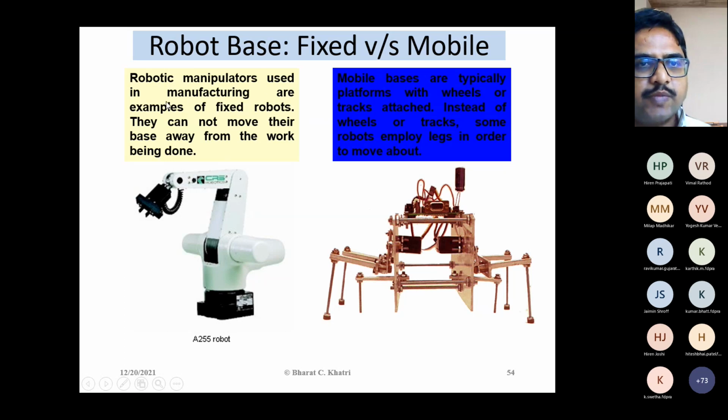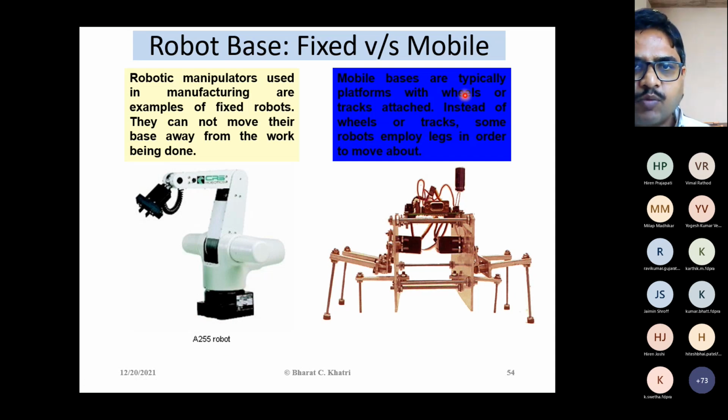Robotic manipulators used in manufacturing are examples of the fixed robot. Normally in a manufacturing or production unit, the robots used are fixed robots. It's not allowed to move. The whole base will remain fixed and only the arm will move. That gives rigidity and more power to do the work. Here you can see this A255 robot that has a fixed base.